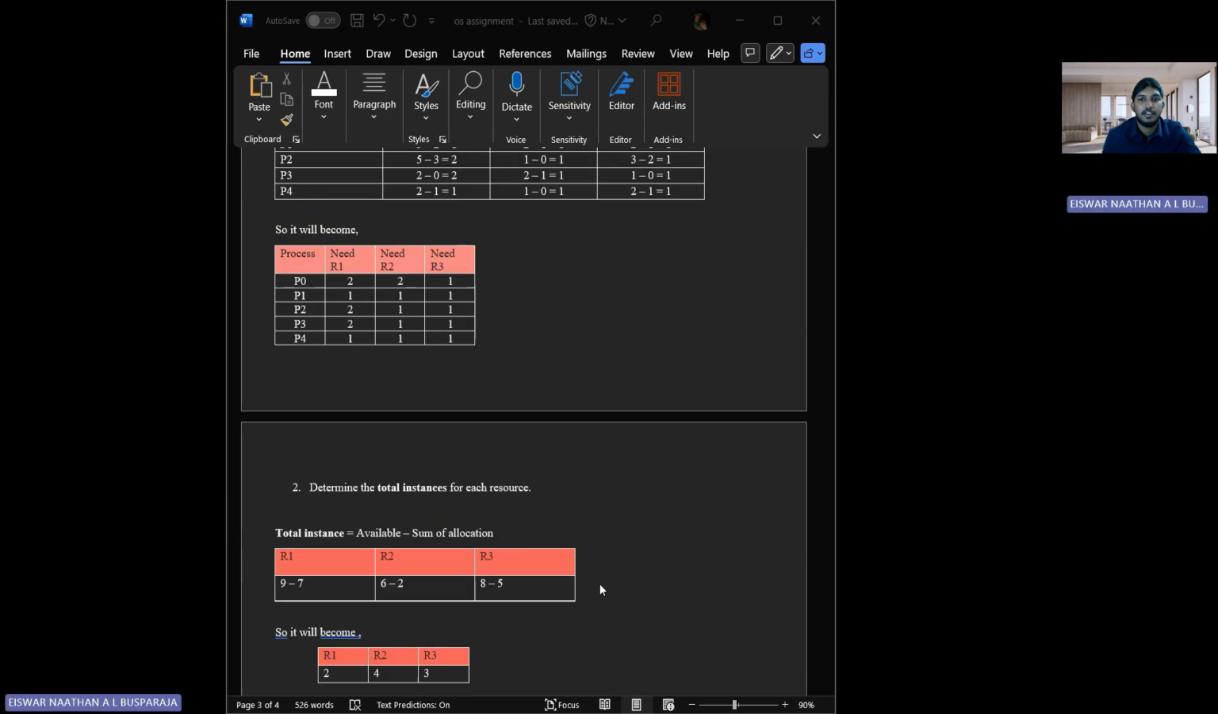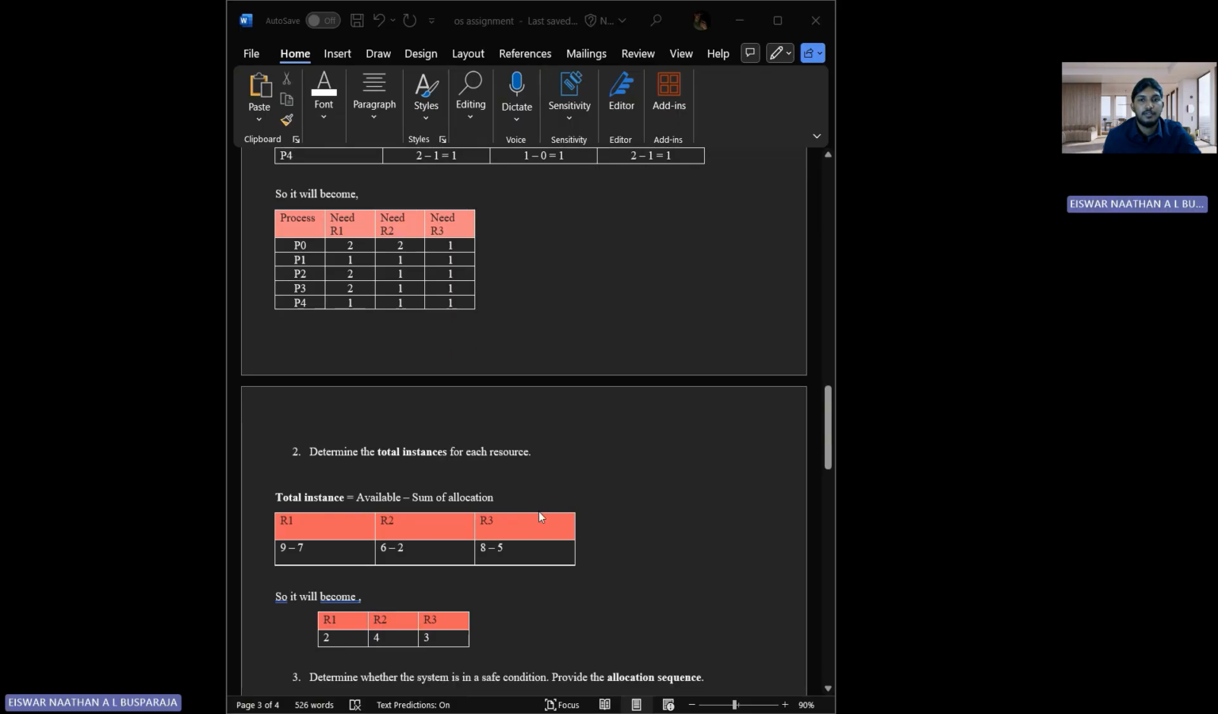Then we have to calculate the available instances. The formula is total minus the sum of allocation. Here we can see the available instances of resources. For resource 1 it is 2, resource 2 is 4, and resource 3 is 3.